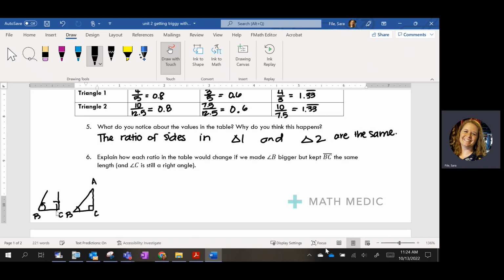Oh my gosh. So to get this to actually be a triangle, I need to get my pen to draw in the right spot.